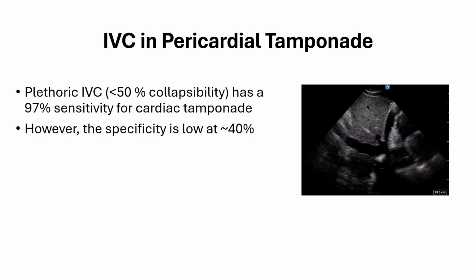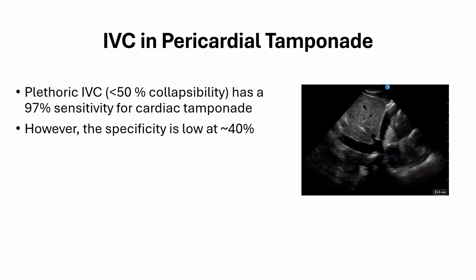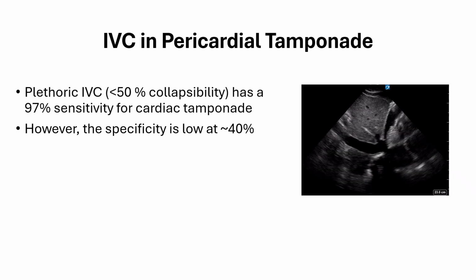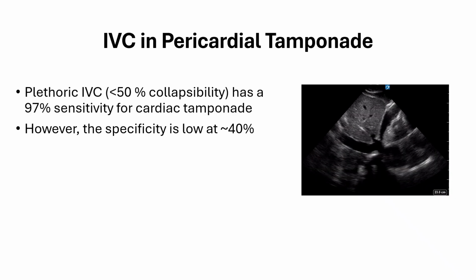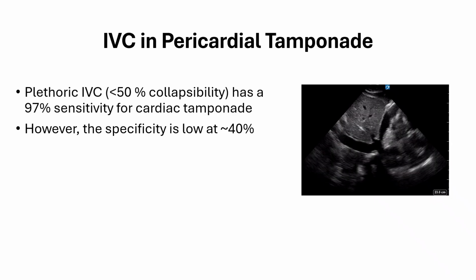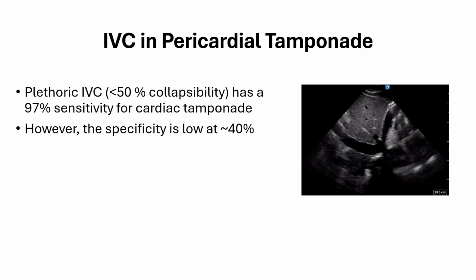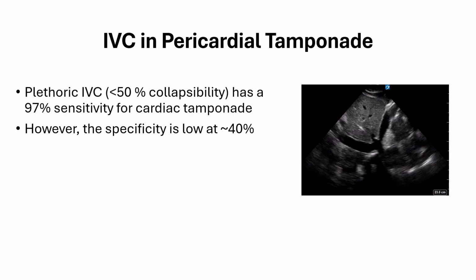Here in this presentation, we mentioned that IVC can be used in estimating the chances of your patient having pericardial tamponade. Plethoric IVC, which is defined as less than 50% collapsibility, has a 97% sensitivity for pericardial tamponade. But because there are so many different things which can give you a dilated IVC, the specificity by itself is quite low. So if your patient doesn't have plethoric IVC, he or she is unlikely to have pericardial tamponade. But if your patient has plethoric IVC by itself, it doesn't mean that the patient has pericardial tamponade. Please pause the video if you need more time to review the slide.